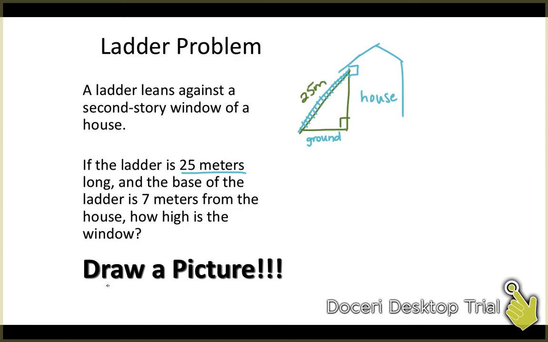It's also saying that the ladder is 7 meters from the house. So that's not telling us that it is the house. It's telling us that the ladder is 7 meters from the house. So this is 7 meters, okay? And I'm trying to find how high is the window. So if I look at my diagram now, and I look at my picture, I know that I'm trying to find the height of the window, and I'm given my hypotenuse.